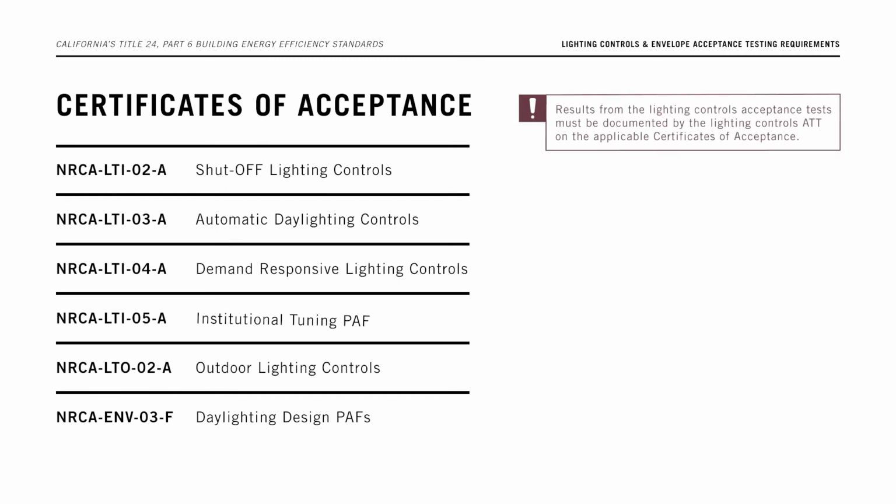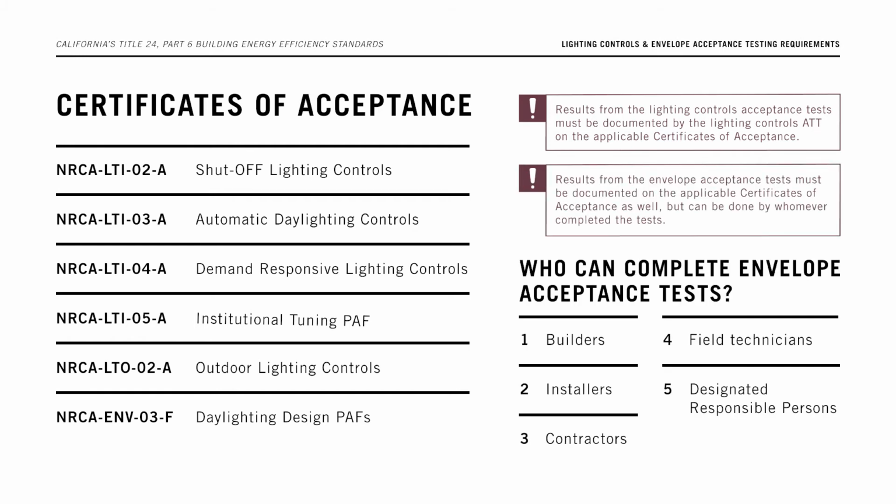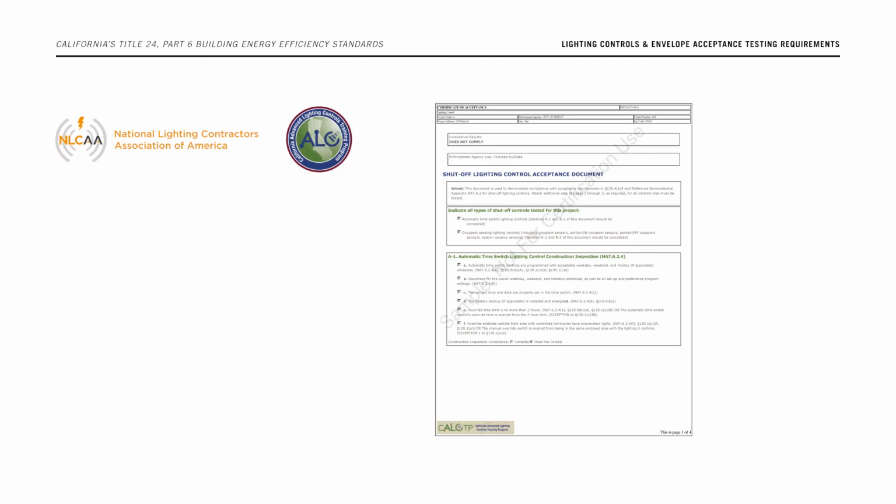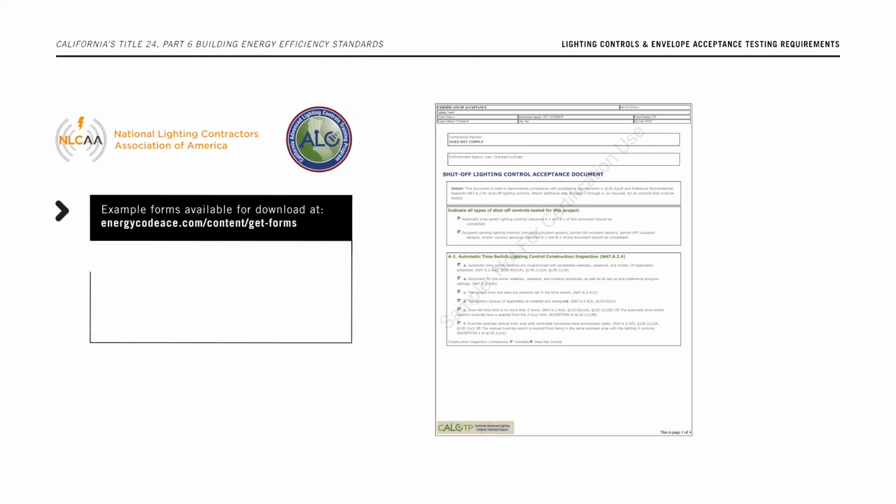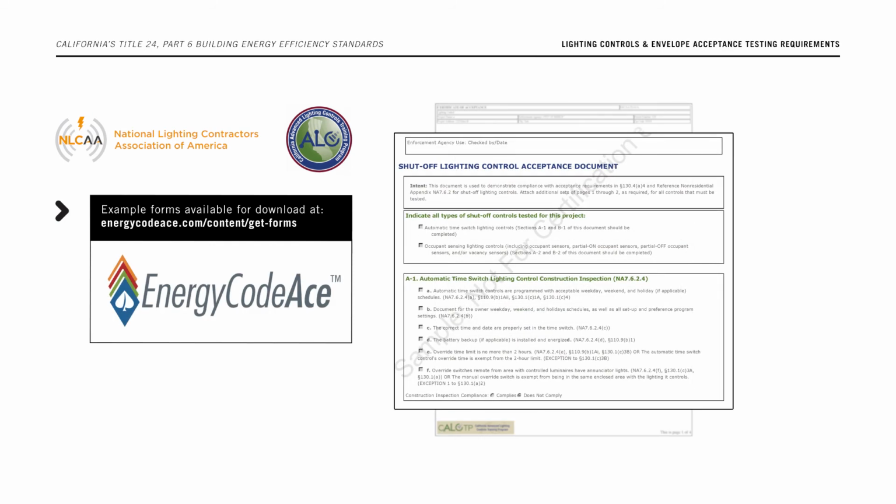Results from the lighting controls acceptance tests must be documented by the Lighting Controls ATT on the applicable certificates of acceptance. Results from the envelope acceptance tests must be documented on the applicable certificates of acceptance by whomever completed the tests or the designated responsible party. The official lighting controls certificates of acceptance may only be accessed by a certified lighting controls ATT through their approved acceptance test technician certification provider, or ATTCP portal.